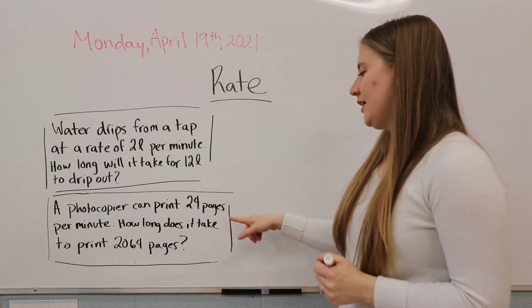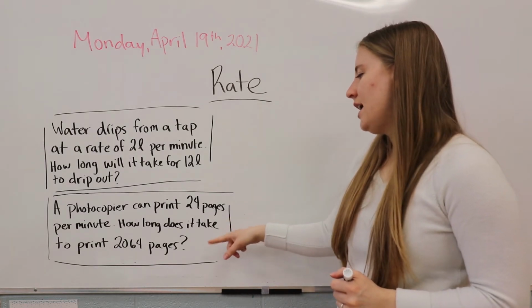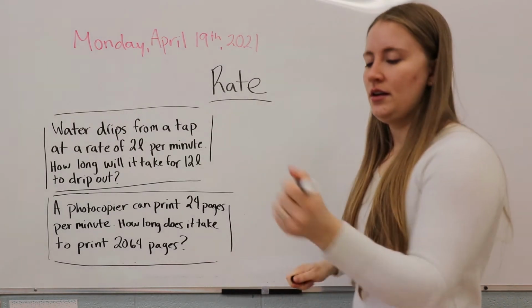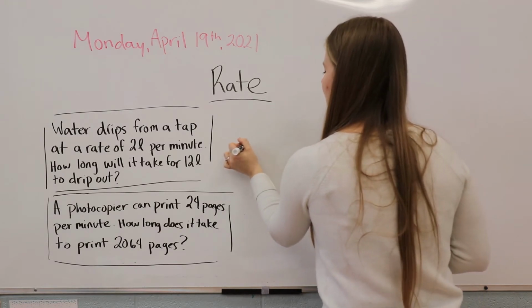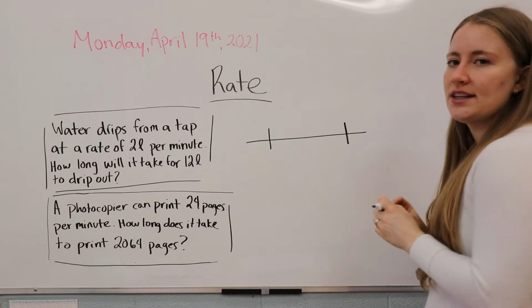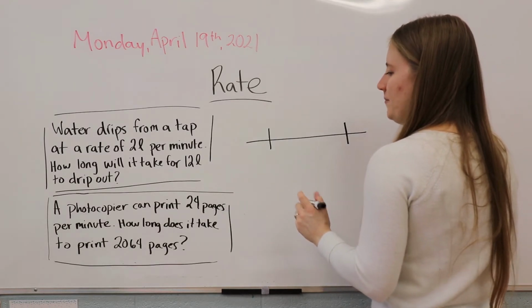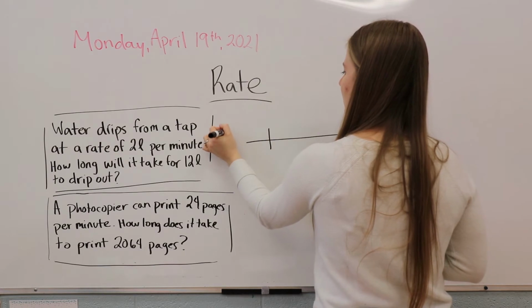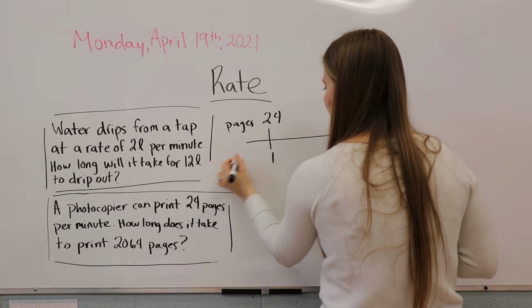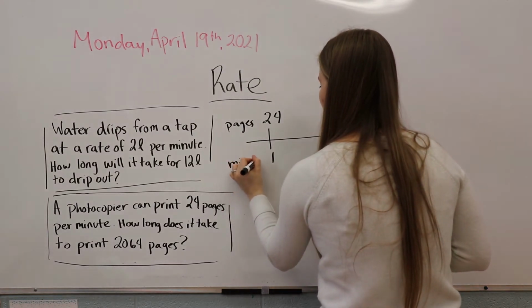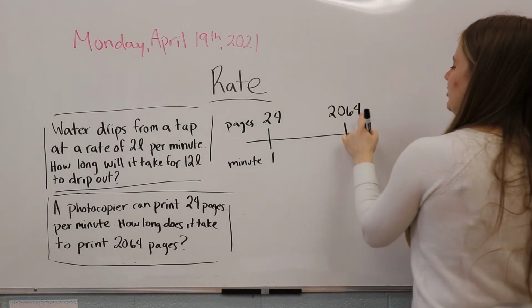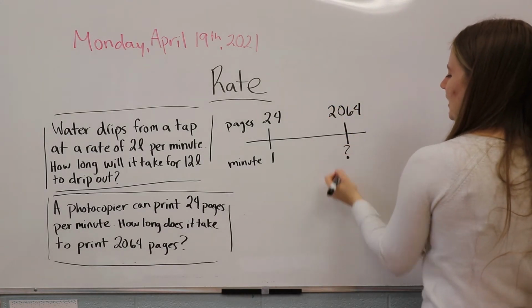So, a photocopier can print 24 pages per minute. How long does it take to print 2,064 pages? Okay, so again, we want to start with our line diagram because that just is a really great way of representing what information we have. It just organizes it so we can see. Okay, so let's put pages here. And we know there's 24 per 1 minute. Okay, and it's given us the second value as 2,064 pages. Okay, and it's asking us how long that would take.